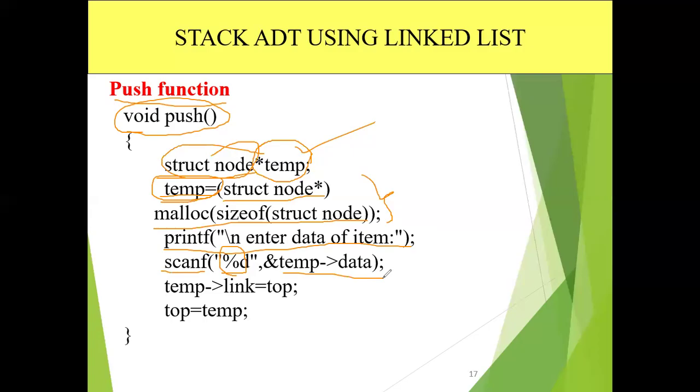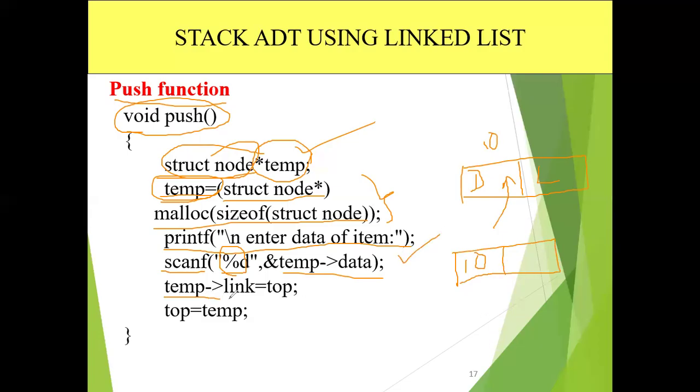Pictorially, the temp node is represented like this, consisting of two parts. The first part is the data part, and the second part is the link part. In the data part we insert some value, like 10 or 20 or 50, whatever value you provide as input will be stored here. For example, if I provide 10 as the input, the node will appear like this. Then we have successfully inserted a value.